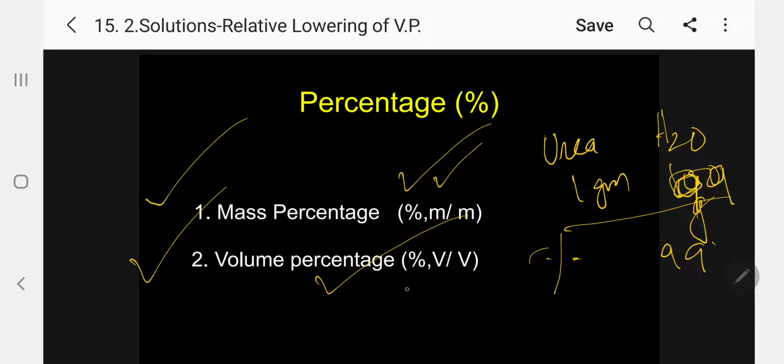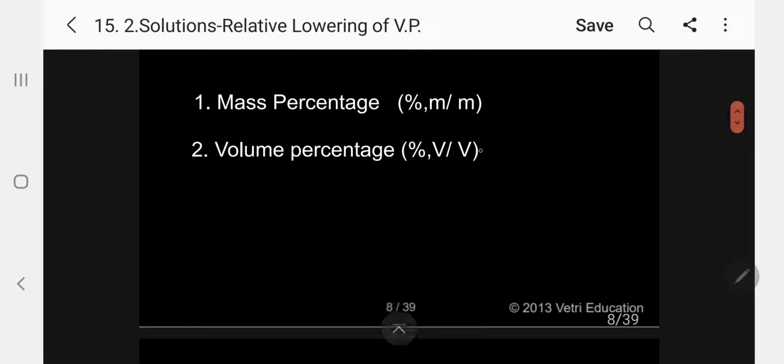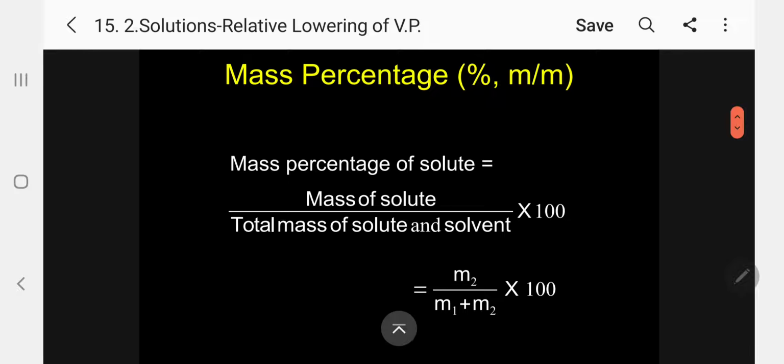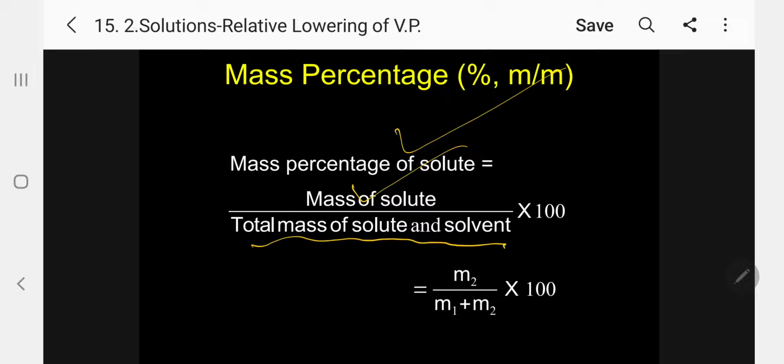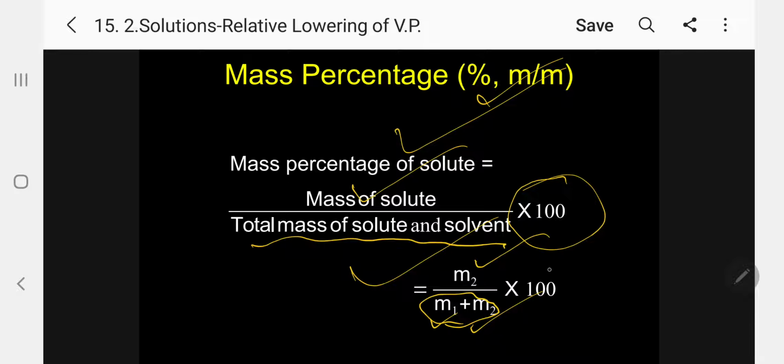Volume percentage is used when both are liquids; we use the expression in volume. Kindly follow now. Mass percentage of solute is equal to, there is a formula now: mass of solute divided by total mass of solute and solvent, multiplied by 100, will give the percentage. In mathematical form, M1 is the mass of solvent, M2 is the mass of solute, so M2 divided by M1 plus M2, into 100, will give you the mass percentage of solute.